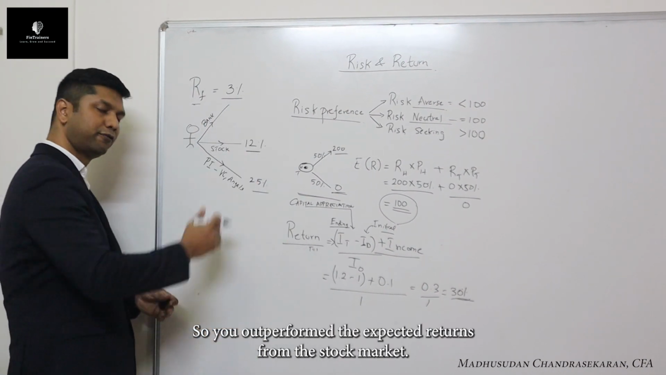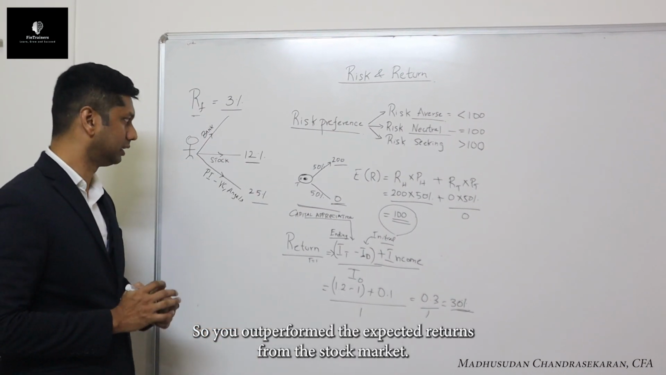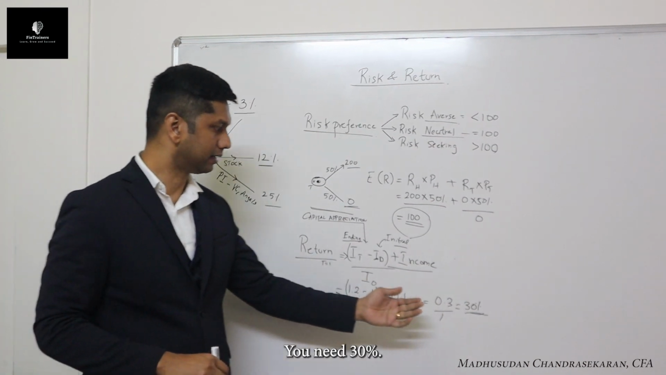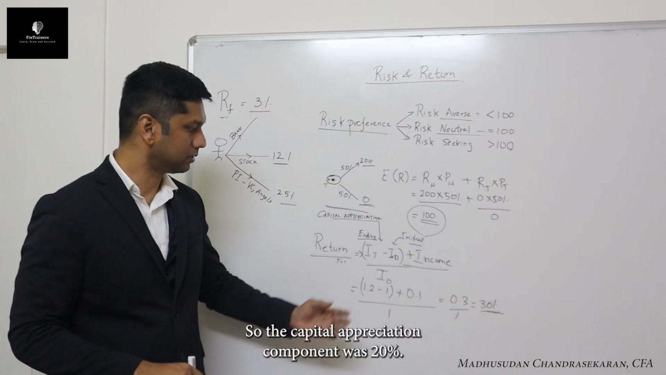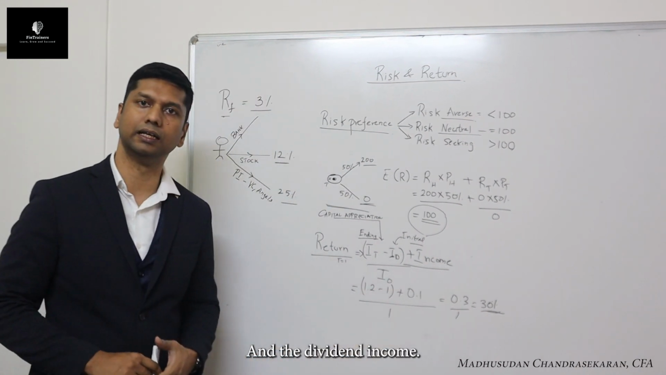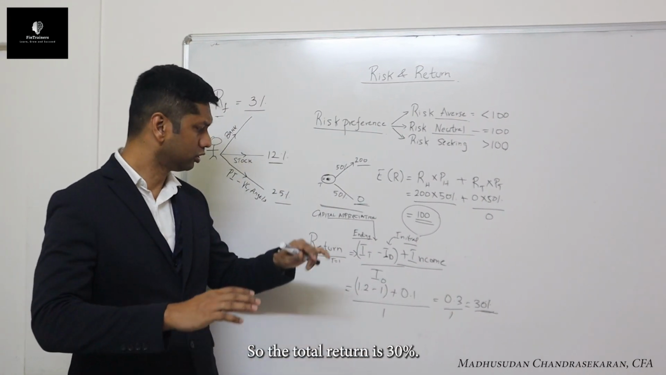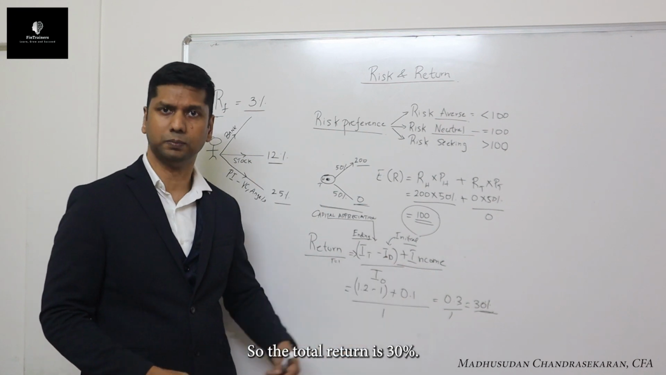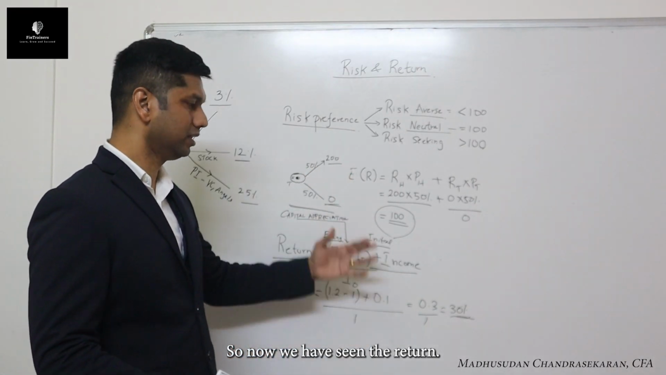So you outperformed the expected returns in the stock market. You made 30%. So the capital appreciation component was 20% and the dividend income component was 10%. So the total return is 30%. So now we have seen the return. Now let's look at risk, right?